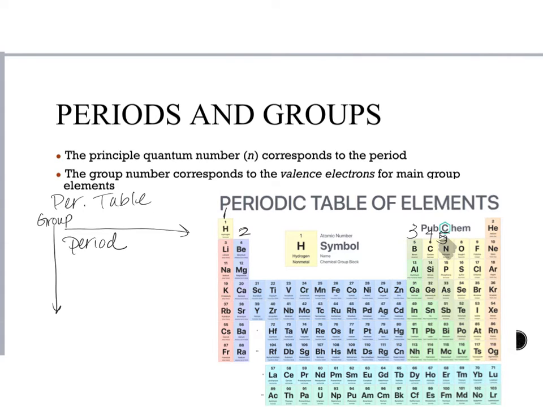Again, the principal quantum number is just the period down here. So if I wanted to know what energy level calcium's last electron is in, you would say it's in the first, second, third, fourth energy level. And that means your n value is 4. So that's what I mean by those two statements.